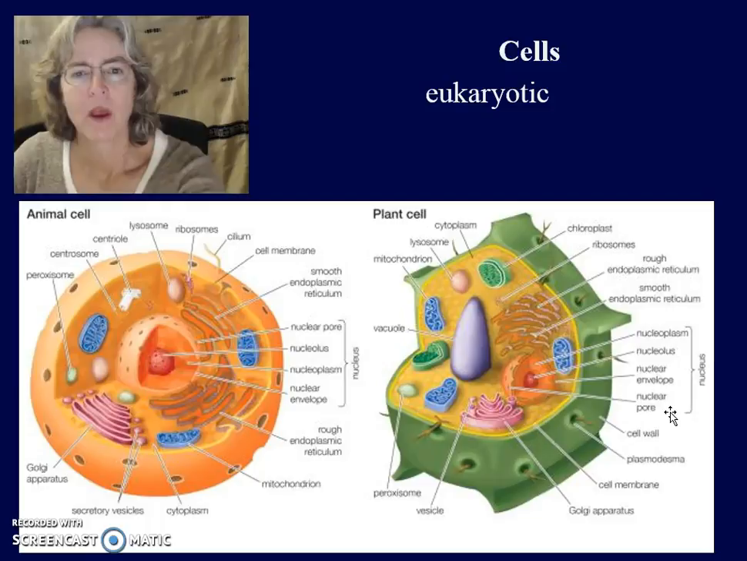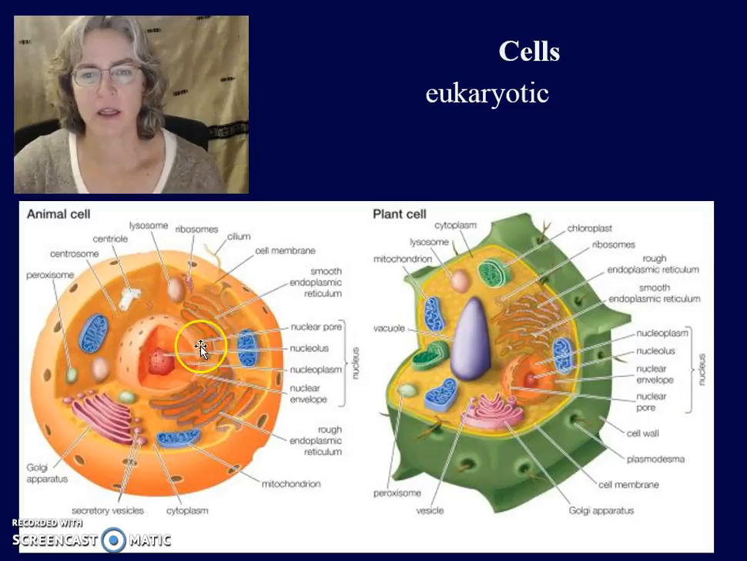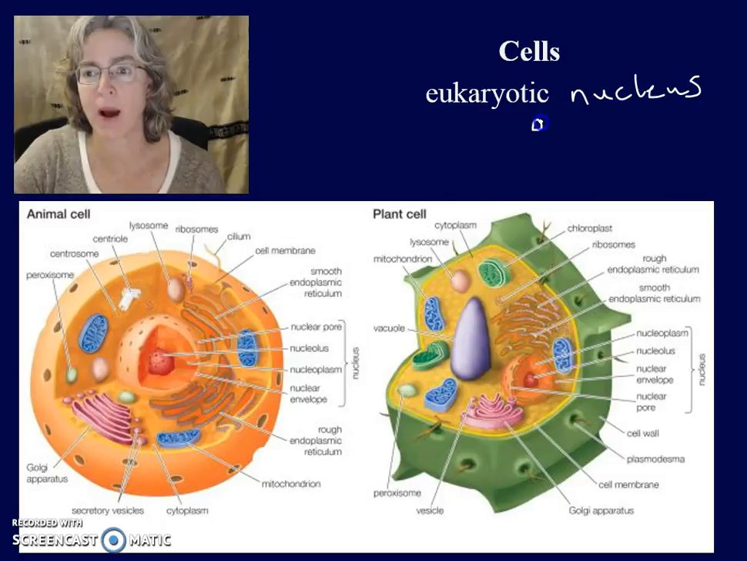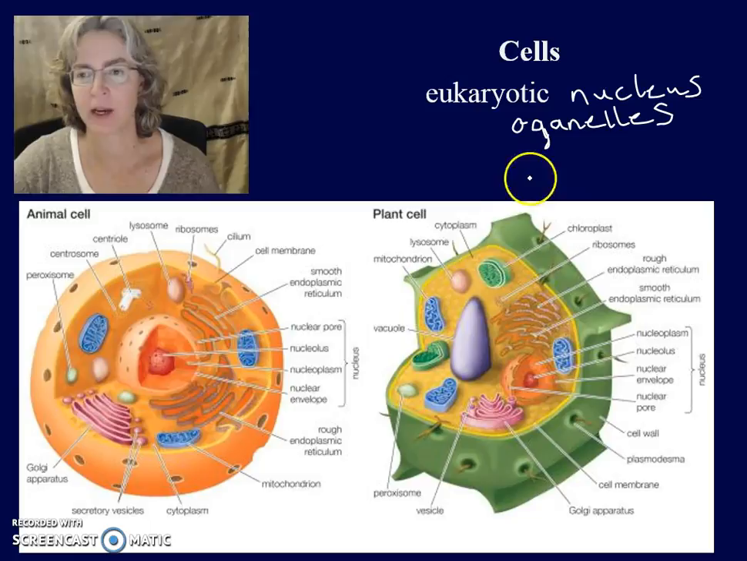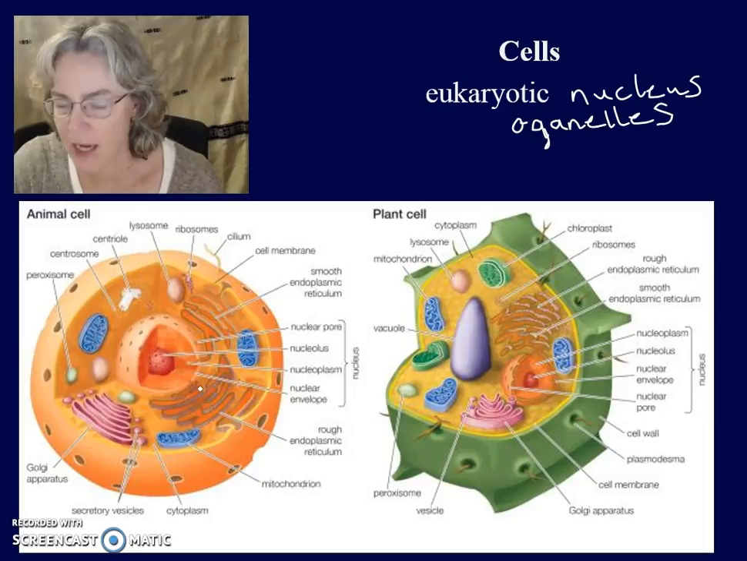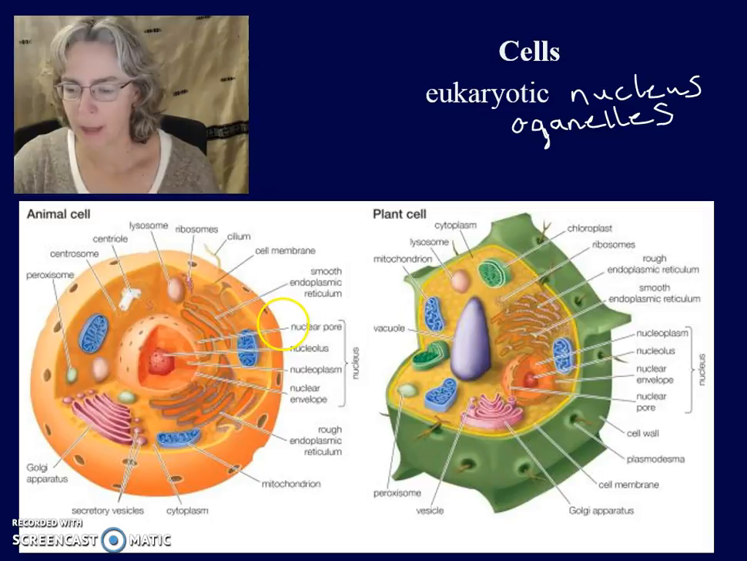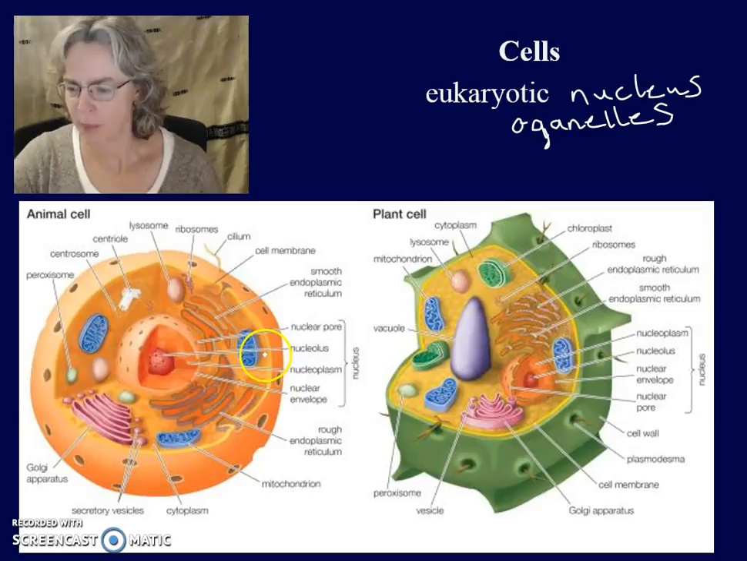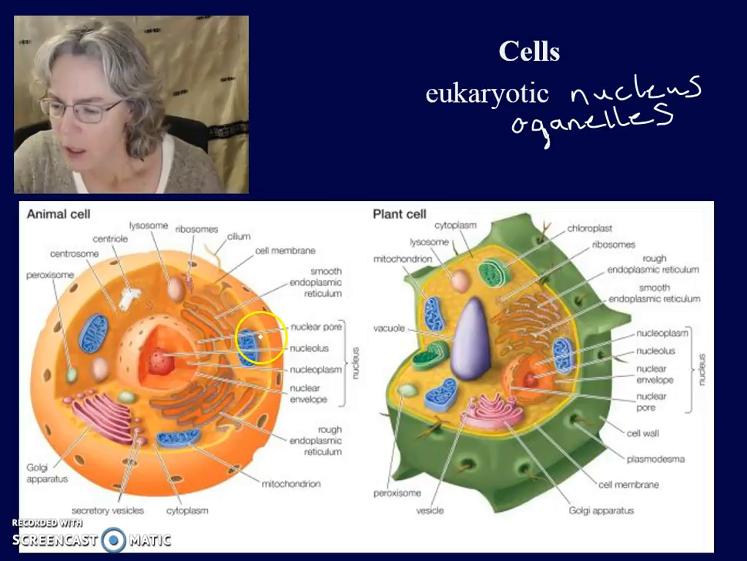So, a eukaryotic cell not only has a membrane-bound nucleus, but it also has membrane-bound organelles. This drawing is of an animal cell over here and a plant cell over here, and all of these inside, they're all organelles. Organelles are membrane bound, and they each have a specific function. I think of it like your organs inside your body, they each do a specific job. Well, so do organelles inside the cell, each performing a specific function.